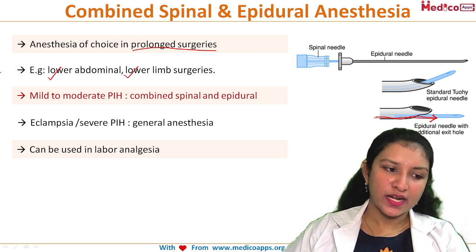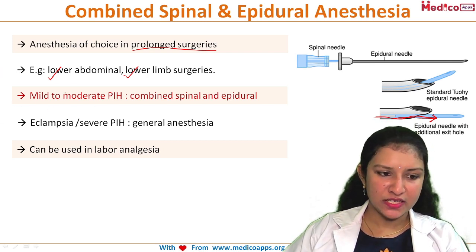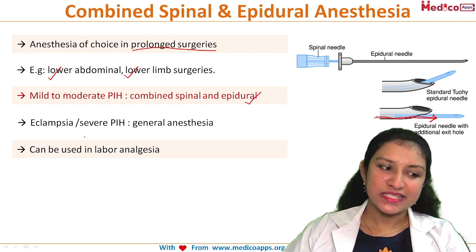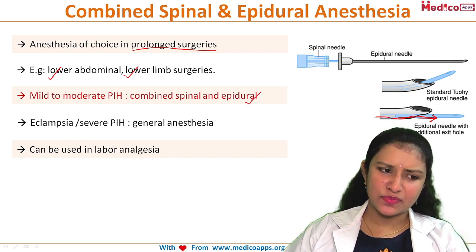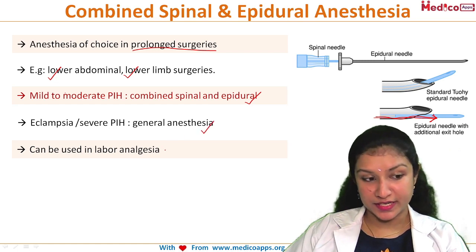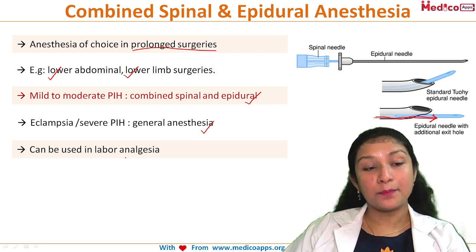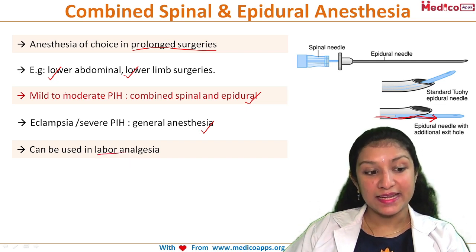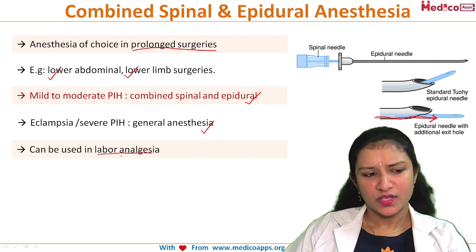In mild to moderate PIH, you can give combined spinal and epidural. In severe PIH or in eclampsia, we'll directly go for general anesthesia. This combined spinal and epidural anesthesia is used in labor analgesia also.